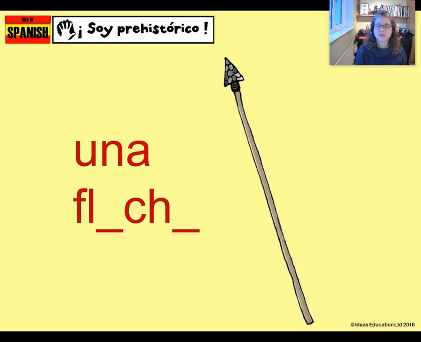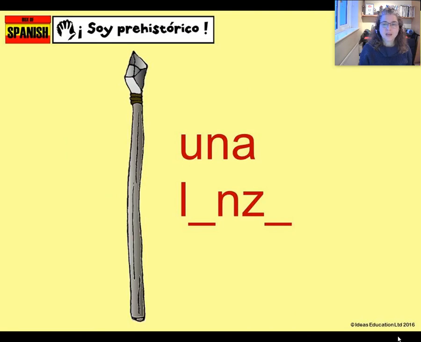2 vowels missing from this one again. Let's see which they are. Una flecha. And here's another one. Una lanza. Which vowels are missing from there? Una lanza. Let's see.